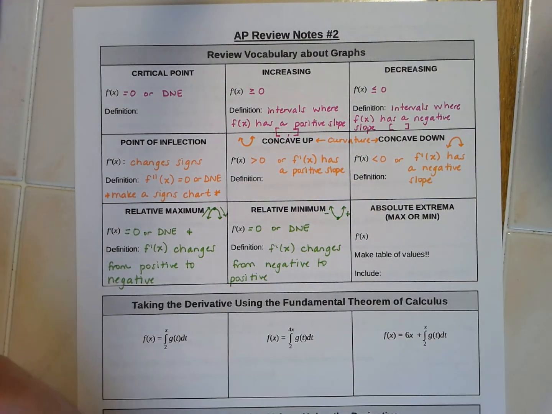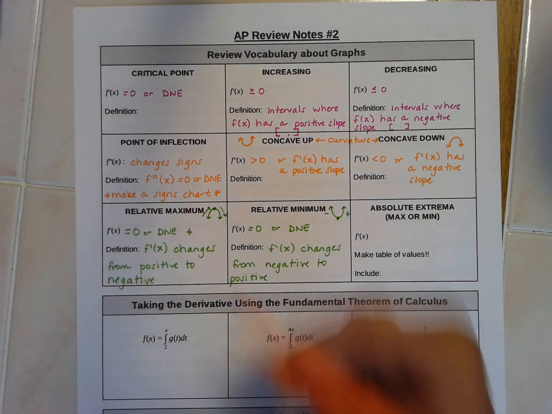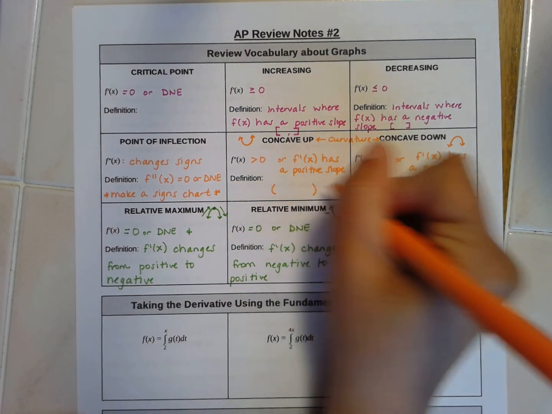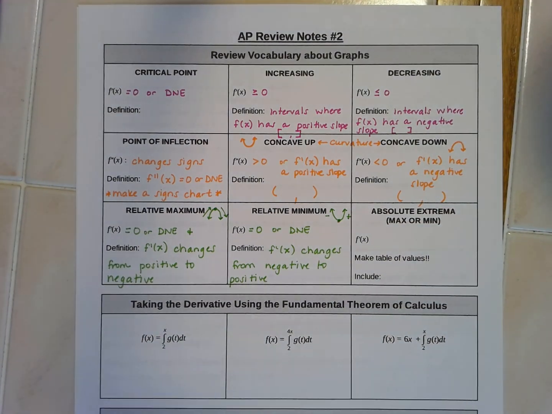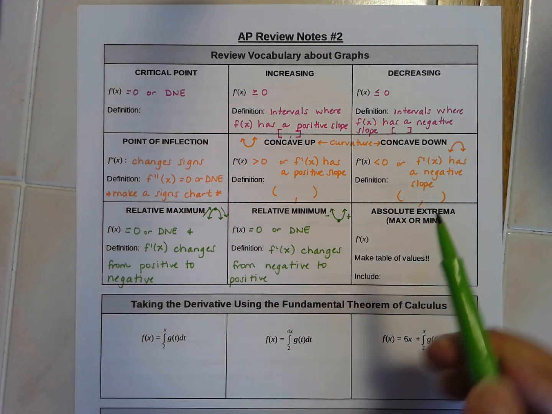I'm going to back up for 1 second. I just realized I forgot to write that for concavity, we always use open parentheses. Always. We don't ever use closed brackets. I apologize. I'm just going to back that up for 1 second. All right, now moving forward.